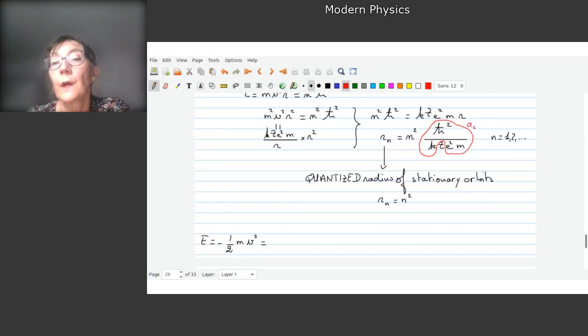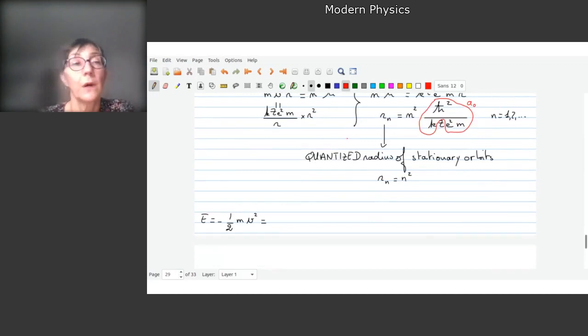This is a dimensionless number, and this is also a number. So this has the dimension of a radius. This is A0, the Bohr radius. So let me write it here. Rn equal to n square A0 over Z, where A0 is the Bohr radius.